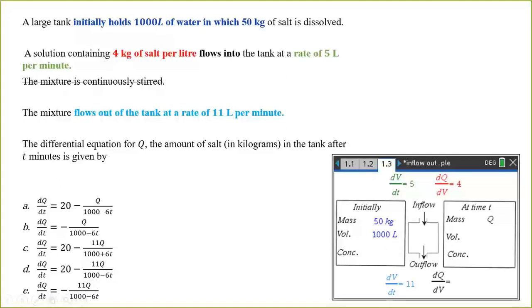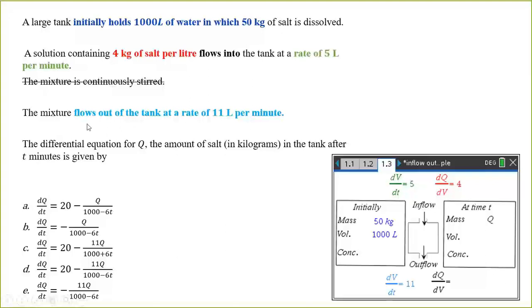Next sentence, we're told that 4 kilograms of salt per litre flows into the tank. So noting the units, kilograms per litre, we can think of that as dQ/dV. And so that's 4 kilograms per litre flowing into the tank. That's an inflow quantity there. And we're told that it's flowing at a rate of 5 litres per minute. So litres per minute, dV/dt, is another inflow quantity. All right. Continuously stirred, not that important to us at the moment.